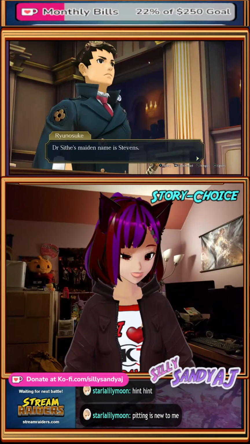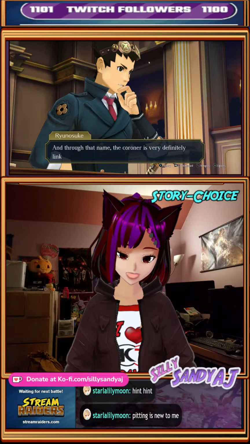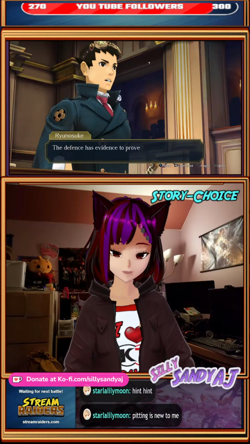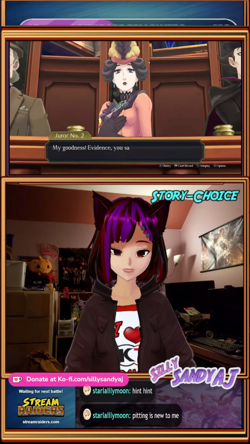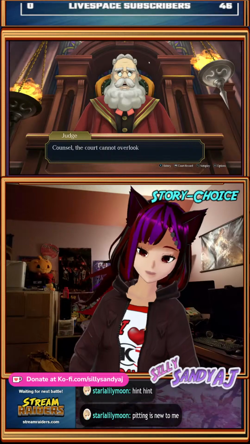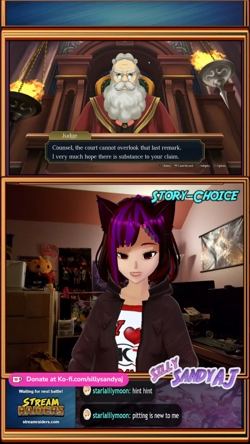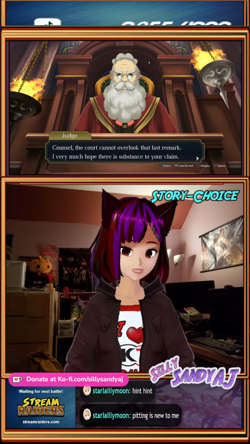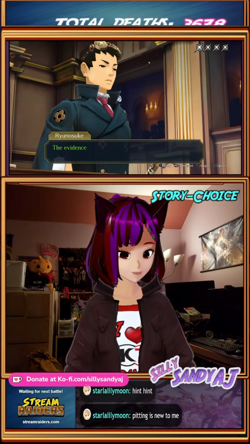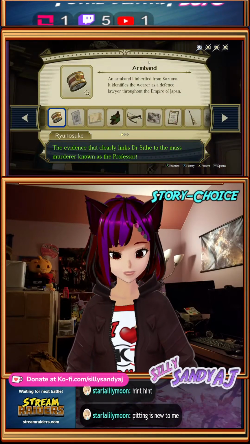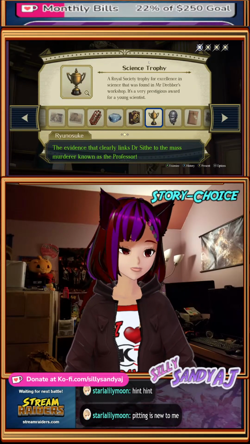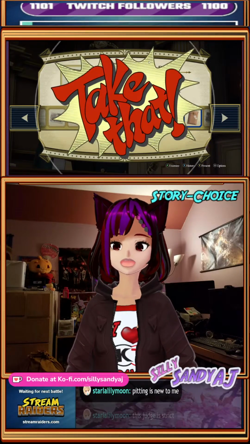Dr. Scythe's maiden name, Stevens. And through that name, the coroner is very definitely linked to the waxwork of the killer. The defense has evidence to prove it. Oh goodness, evidence you say? How utterly enthralling. Counsel, the court cannot overlook that last remark. I very much hope there's substance to your claim. Of course, my lord. I would like to ask the court to look at this. The evidence that clearly links Dr. Scythe to the mass murderer known as the Professor is that little folder. Take that!